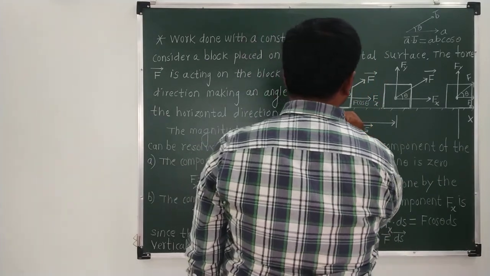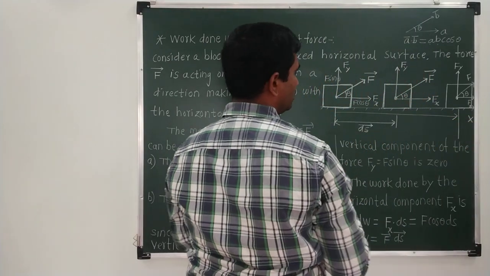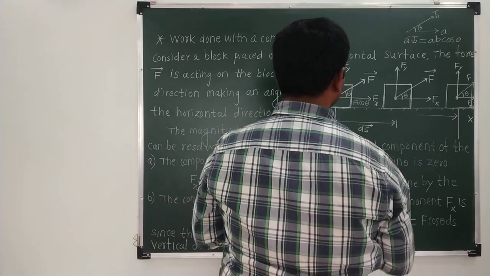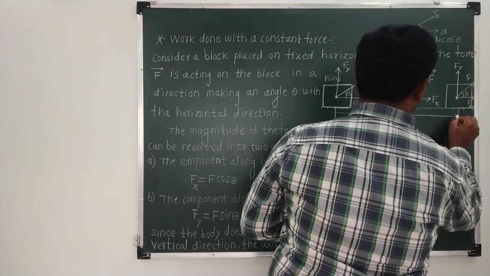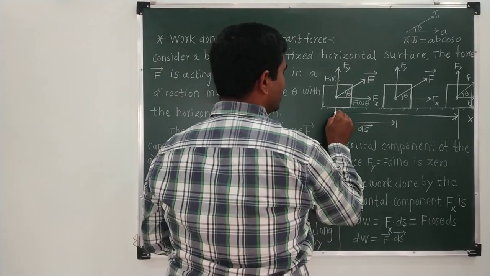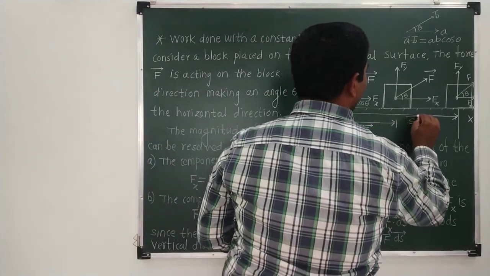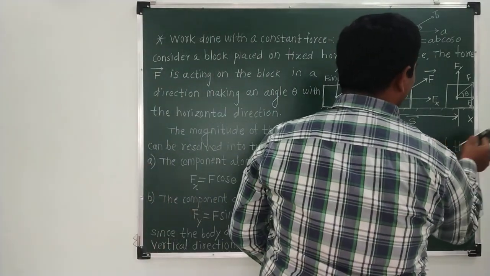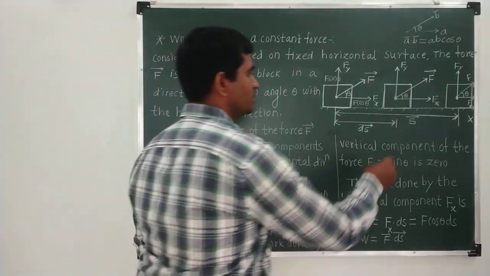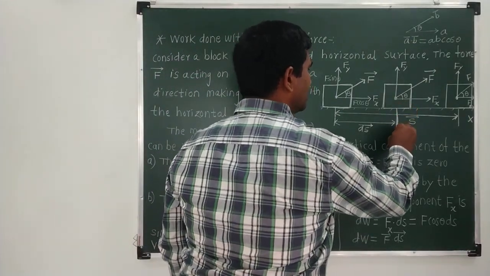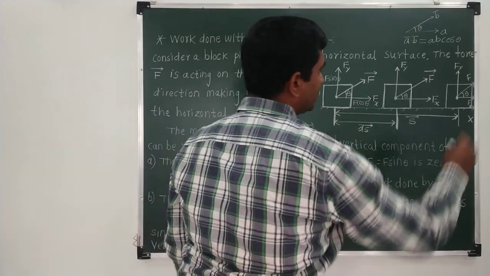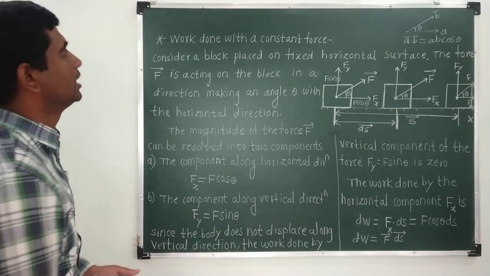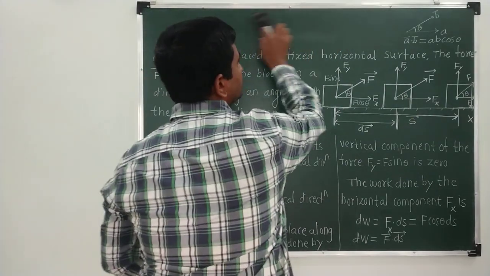Now we have to calculate the work done when your body goes from this point to this point. So this displacement, this total displacement from this point to this point, let us call it S bar. And this small displacement we initially called ds bar. So the total displacement is S bar. Now how to calculate the total work done, that we will see. Now I'll just erase this one.